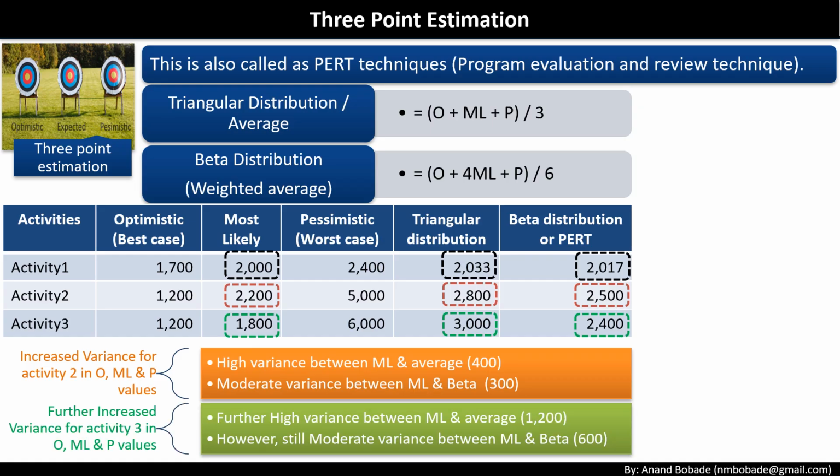Activity 3. Here, the difference between optimistic and pessimistic values is even bigger. And look what happens. The variance between the most likely and the simple average is huge. But the beta distribution still gives us a much more moderate and reliable number.